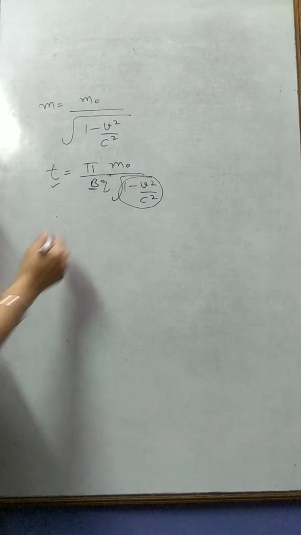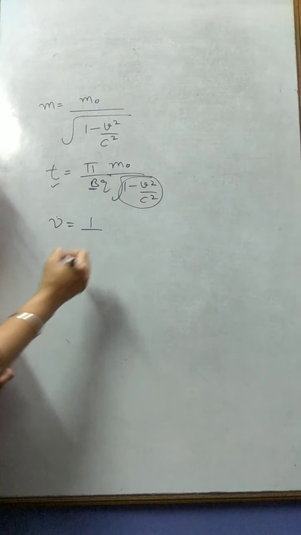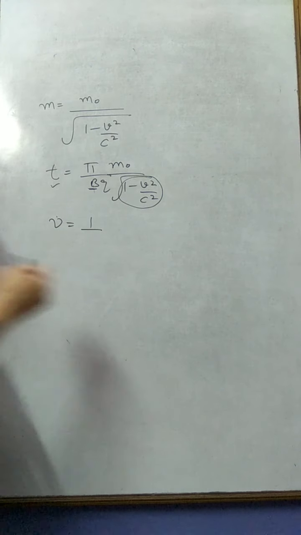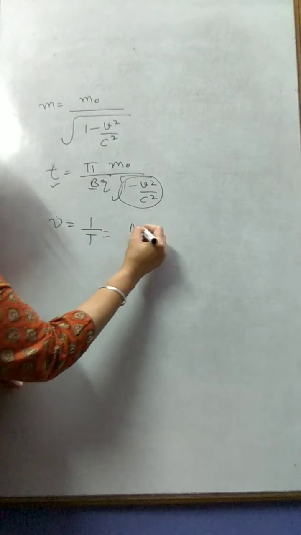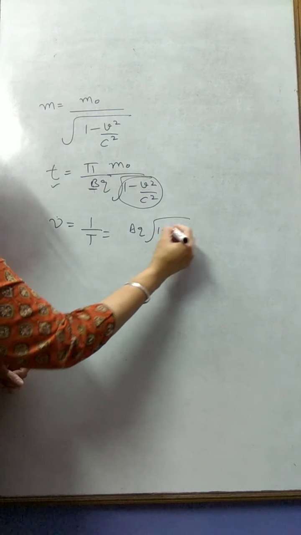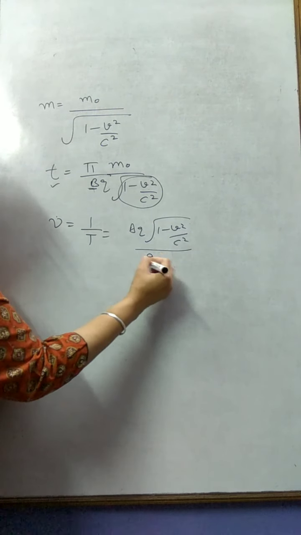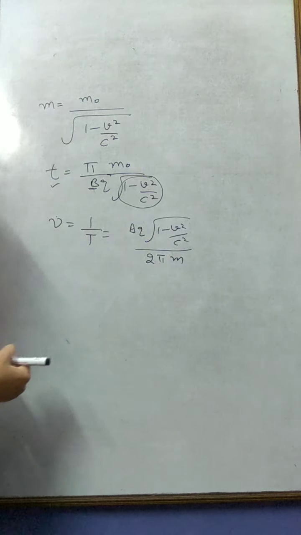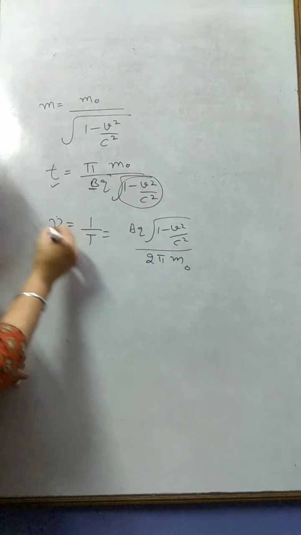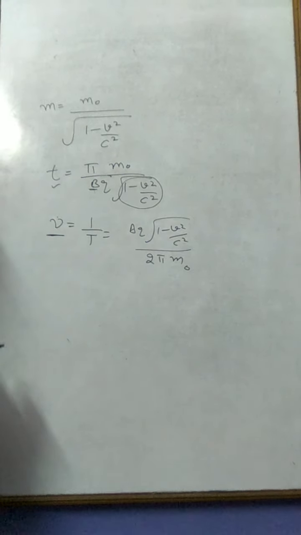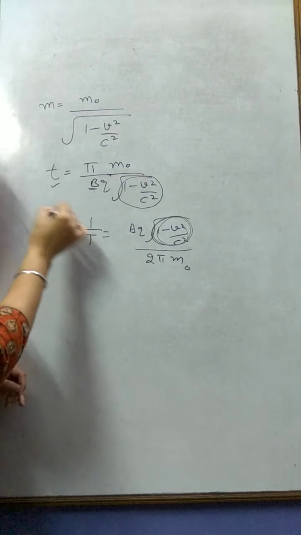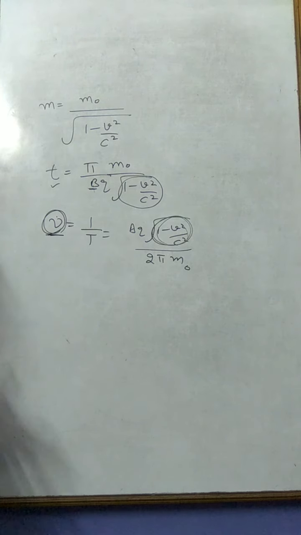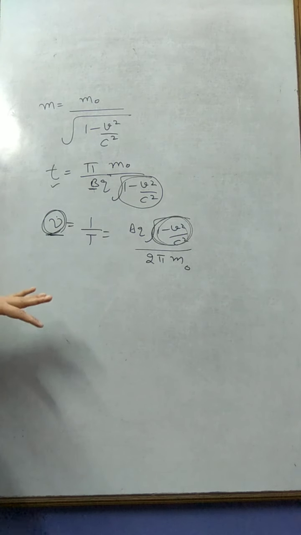And the frequency is 1 upon this time, or we can say Bq times 1 minus v square upon c square upon 2 pi m naught. This is the frequency of the oscillator. It means when this factor is decreasing, we also change the frequency. So we have two methods to overcome this limitation.